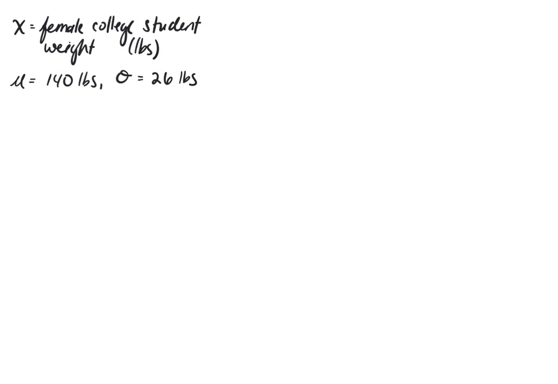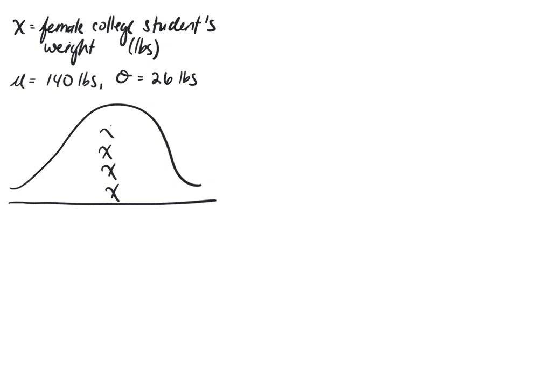Let's let X represent a female college student's weight measured in pounds. And let's assume that we know that the population mean weight for these college students is 140 pounds with a standard deviation of 26 pounds. So typically, the weight of female students is normally distributed, meaning that we can expect that most female college students will have weights that are similar to each other. So their weight is going to hover around the mean of 140 pounds.